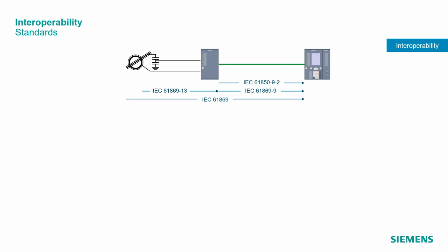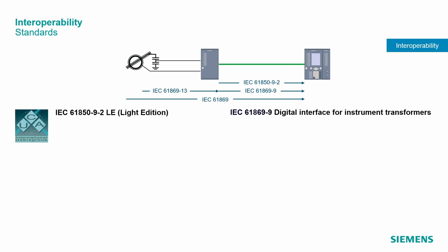If you see in this scheme, we have two different types of standards defining the communication between the merging unit and the protection devices. On one side, the Chapter 9-2, mainly with the Light Edition, and on the other side, the Chapter 9 of the IEC 61869. So let's refer specifically to the streams.